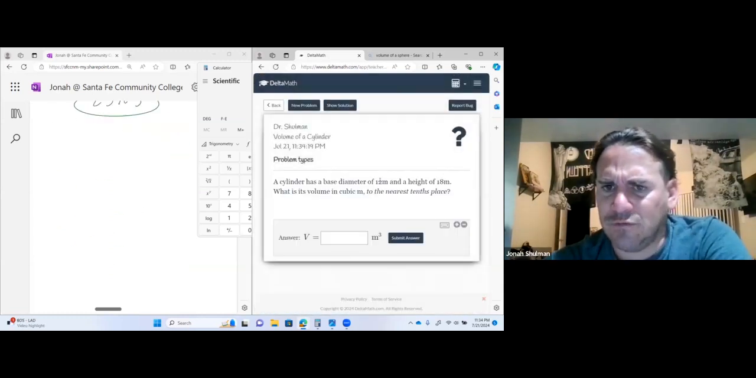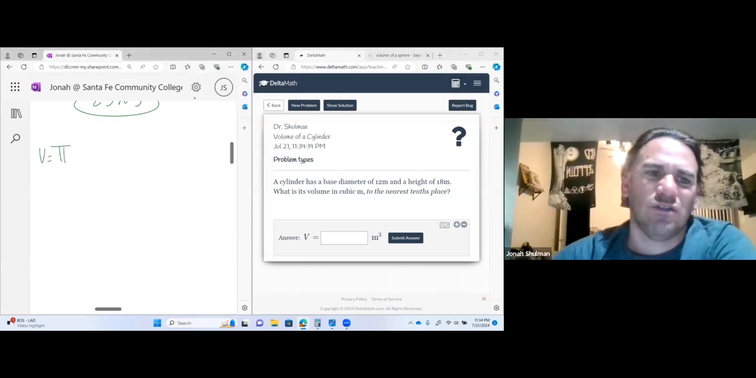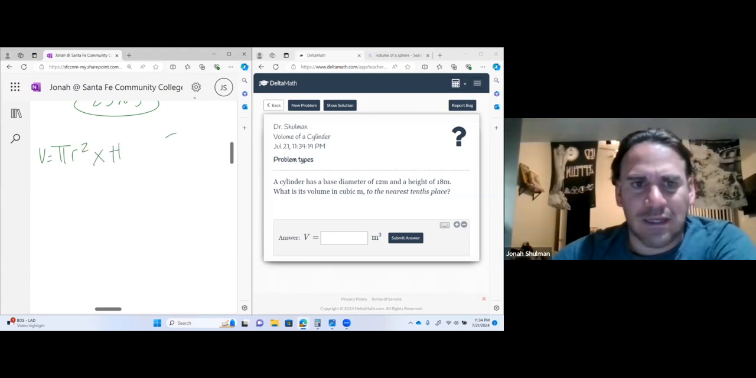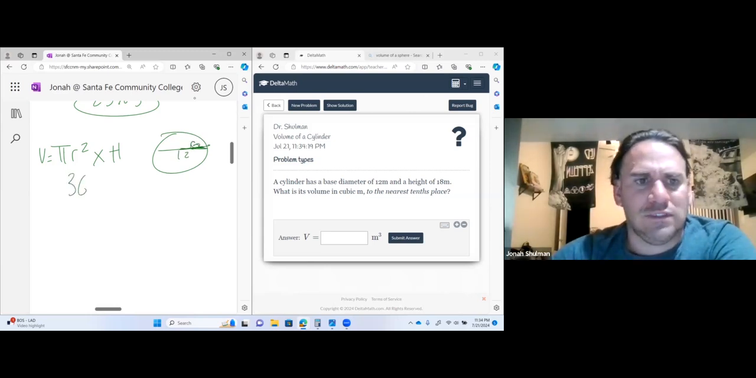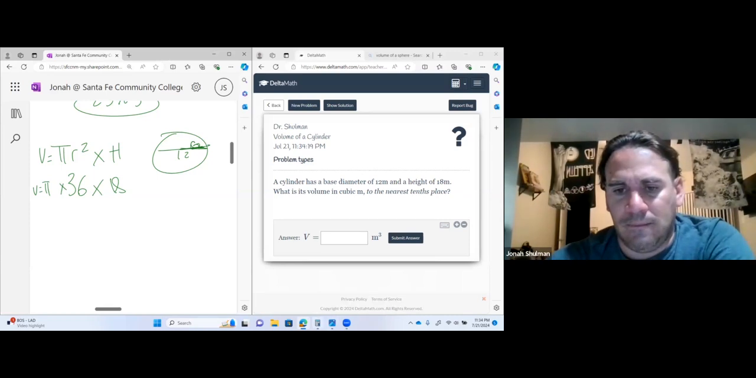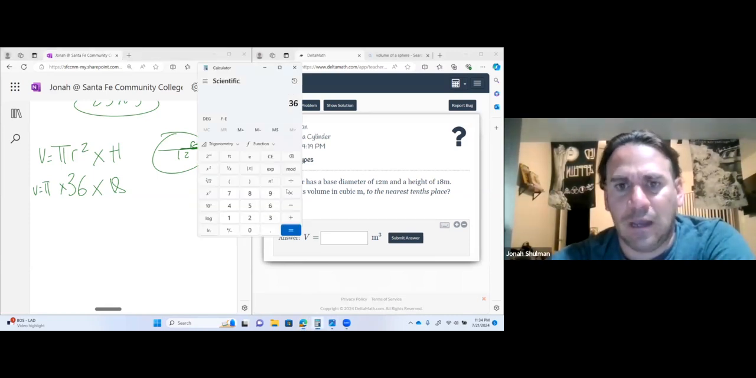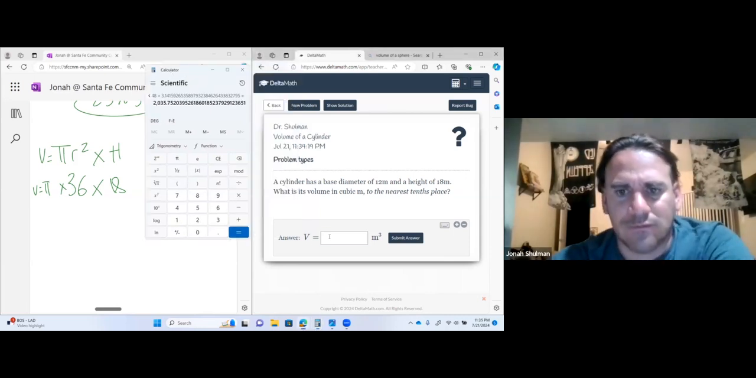Cylinder has a base diameter of 12 and a height of 18. So for cylinders, the volume, I always find volume easier to visualize than surface area because I don't paint a lot. So if its diameter is 12, that means its radius is 6. So 36 times 18 times pi. I was just checking the units, make sure they match so I didn't get messed up like that one problem. Times pi. 2035.8.